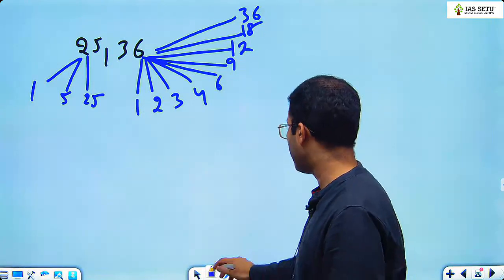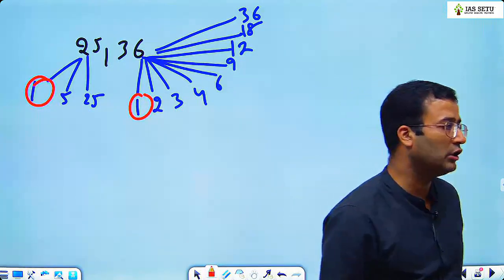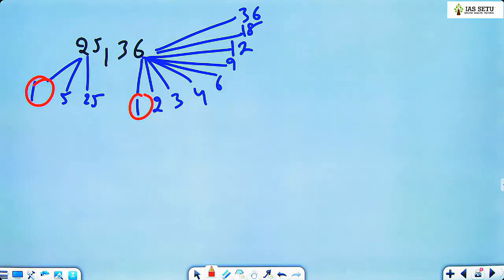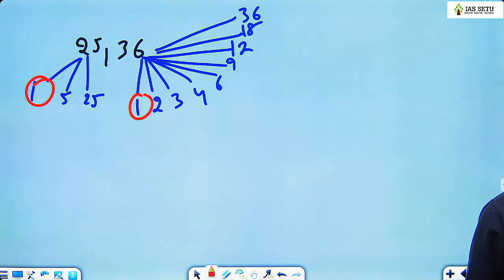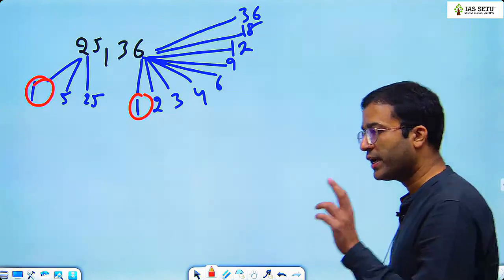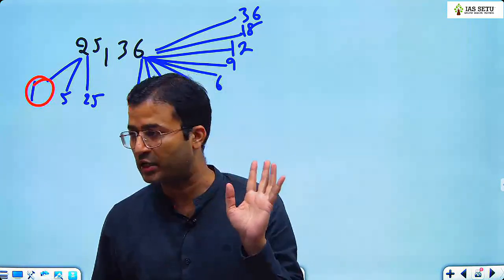What is the common factor? Only one. Since they have only one as a common factor, can we say 25 and 36 are co-prime to each other? So what you have to do, if you have to check whether any two numbers are co-prime, you have to check only two things. First, whether they are natural numbers or not.